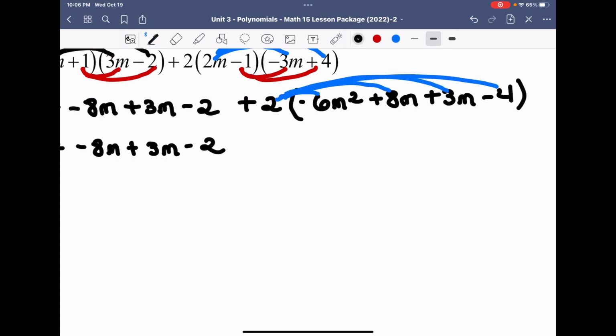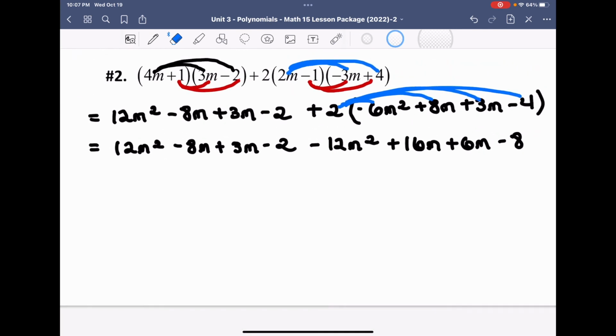So this is equal to minus 2 times 6 is 12m squared. 2 times an 8 is plus 16m. 2 times a 3 is plus 6m. And then finally, 2 times a negative 4 is negative 8. Now we can combine all the terms together.